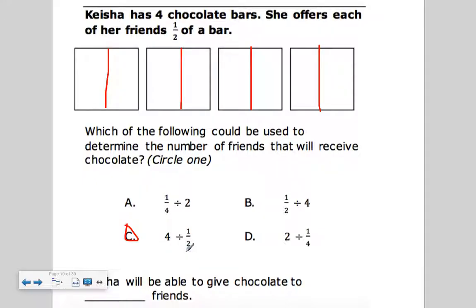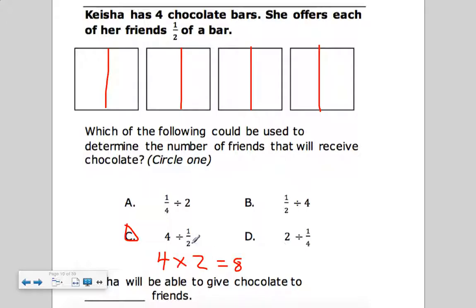But how can we solve this? We know we started with 4 whole bars. As you notice, we cut each one into 2 parts, so we're multiplying by 2 and the answer equals 8. How can we do that? We multiply by its reciprocal. You keep the 4, you multiply, and what is the reciprocal of 1/2? The reciprocal of 1/2 is 2 over 1, or 2. So 4 times 2 is 8.